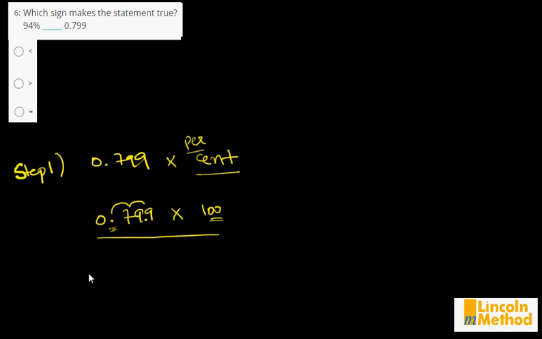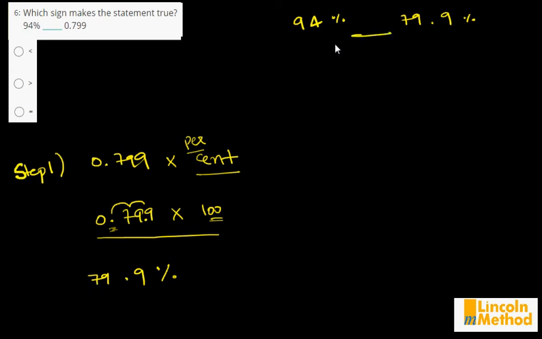So 79.9 is what we get when we multiply this by 100, and we obviously need to add a percentage sign since we've converted this into a percentage. Now if I write this question down, I'm sure it's going to make a lot more sense, and it's going to be a lot easier to solve for that matter.